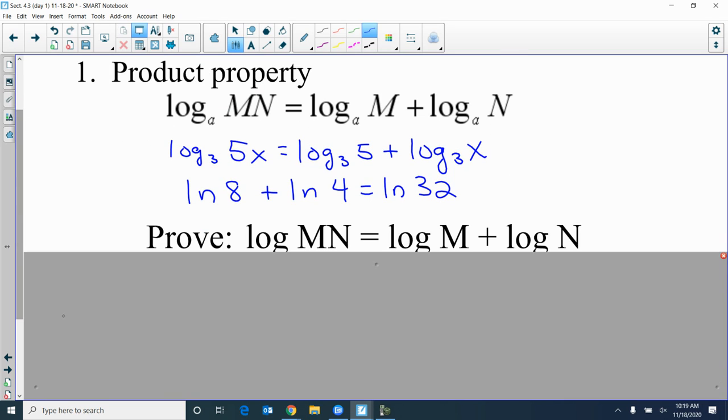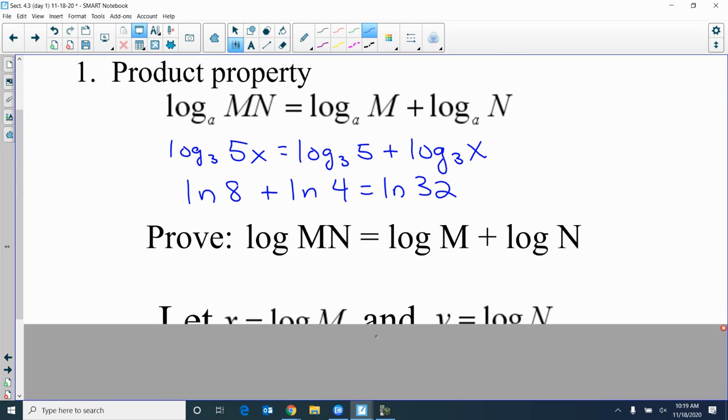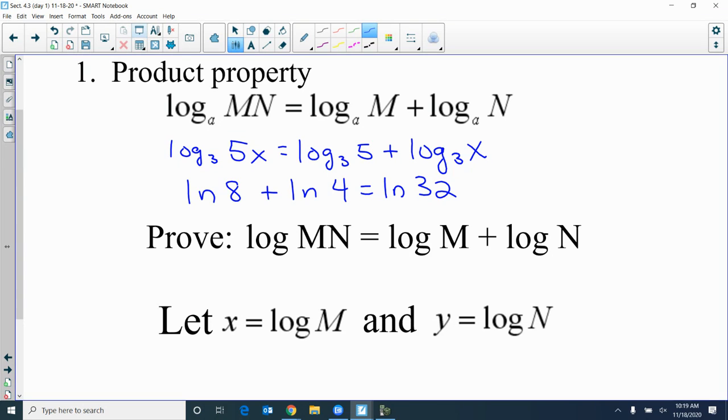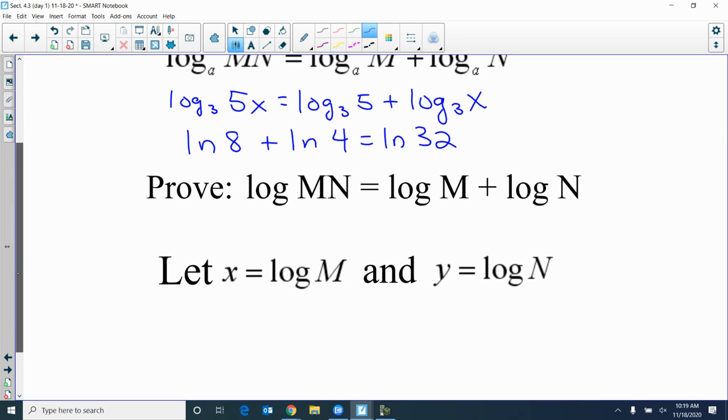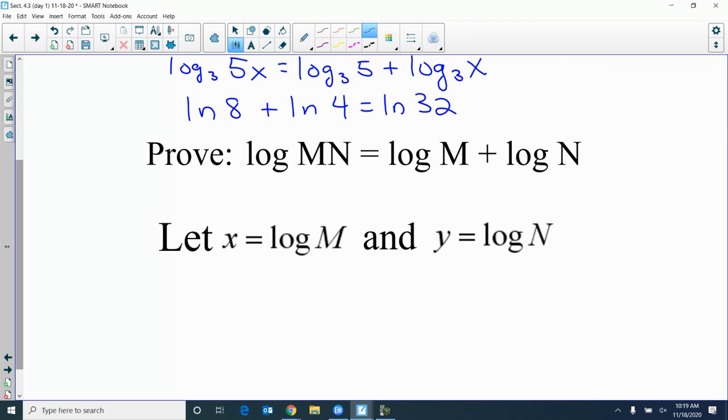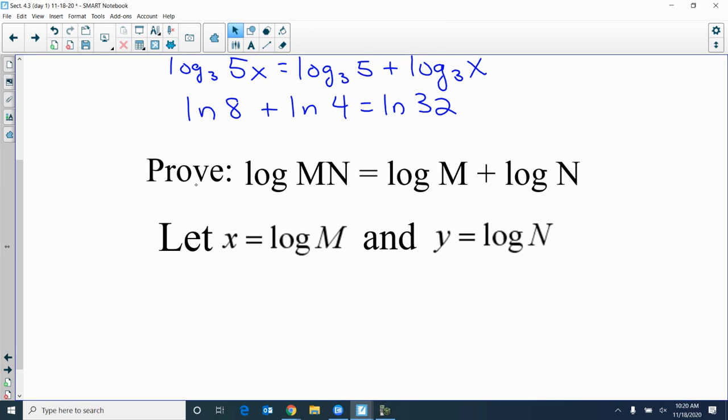Now, since this one is not obvious, we're going to prove it, and you're going to want to prove it, I'm sure. You might even want to prove it on the test, just so that you know it. So I'll let you do that. So here is this case here. Prove that log of m times n equals the log of m plus the log of n. And we're just going to do it in base 10.